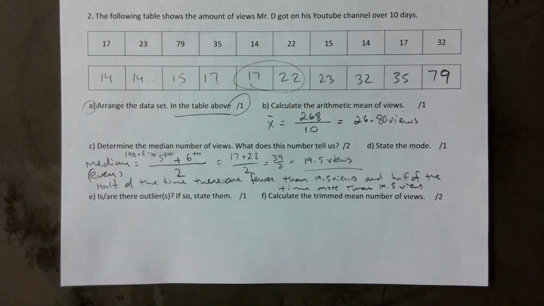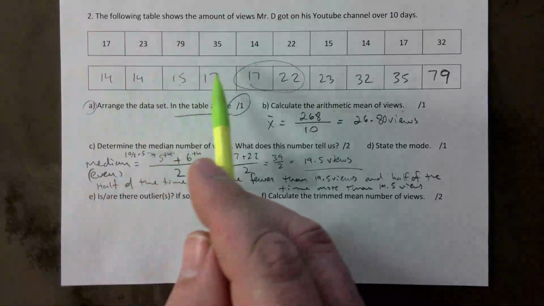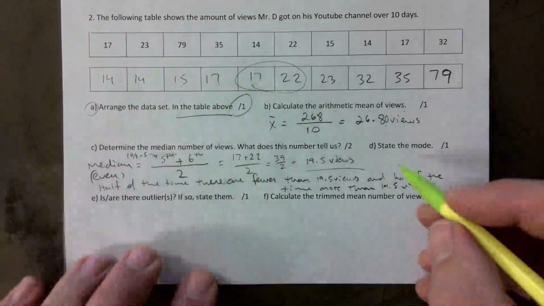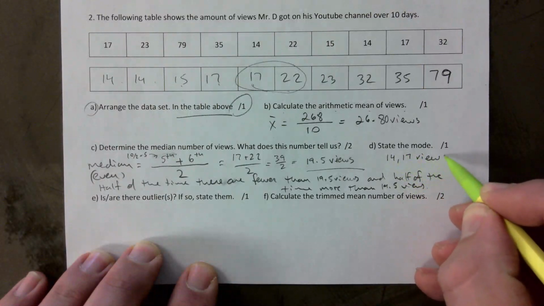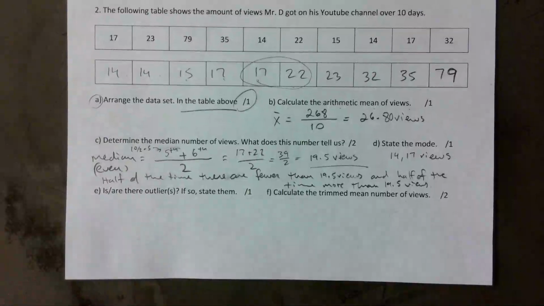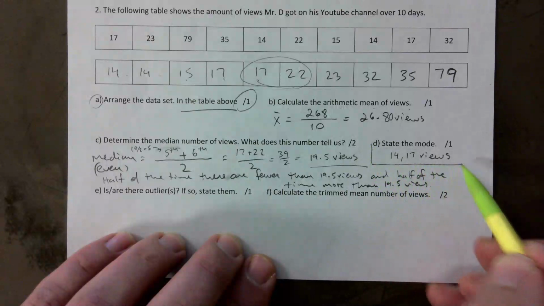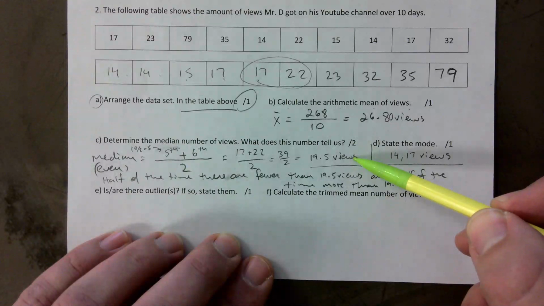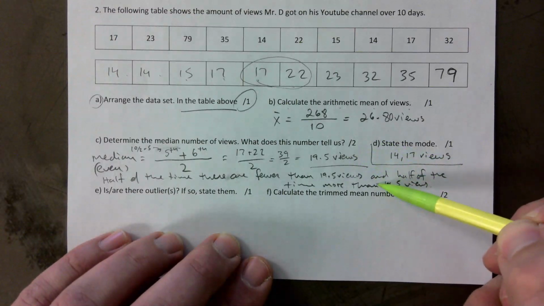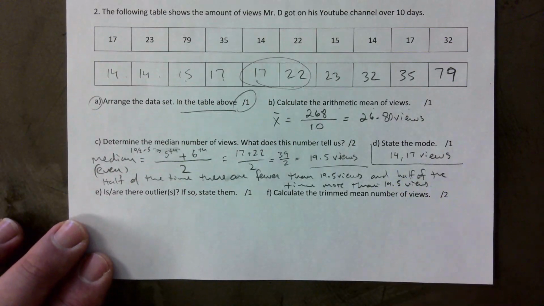Bottom line. Okay, state the mode. Mode is 14 and 17. Okay, you've got two modes here. So 14 comma 17 views. Just make sure you have views or whatever the context is telling you. So I'll just box this off here. Back to the median, you get 1 mark for the number and 1 mark for the actual description or explanation.